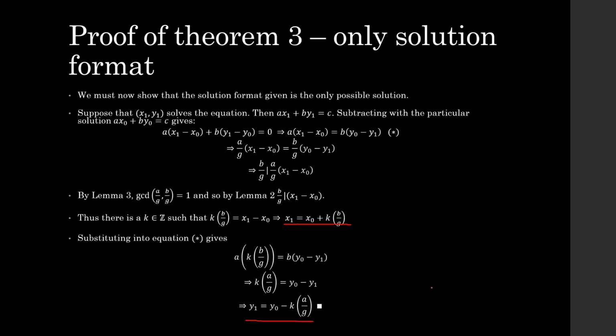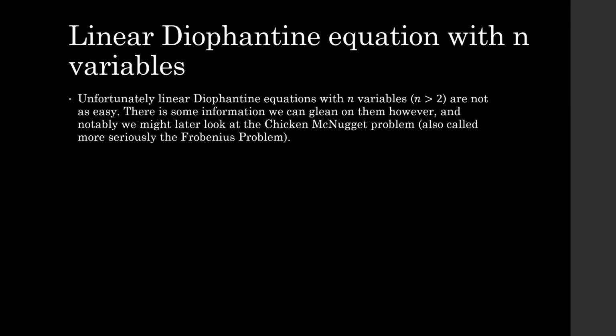And so now we've got a way to solve every type of linear Diophantine equation with two variables. So yes, number theory actually has some uses. Now with n variables, where n is bigger than 2, it's going to be a little harder, and we're not really going to do that. We might look later at the chicken McNugget problem, and that's the actual term. I didn't make that up. It's also more seriously called the Frobenius problem, which has to do with linear Diophantine equations with n variables, specifically when the coefficients are positive. And it's a nifty little problem that we might look at later.